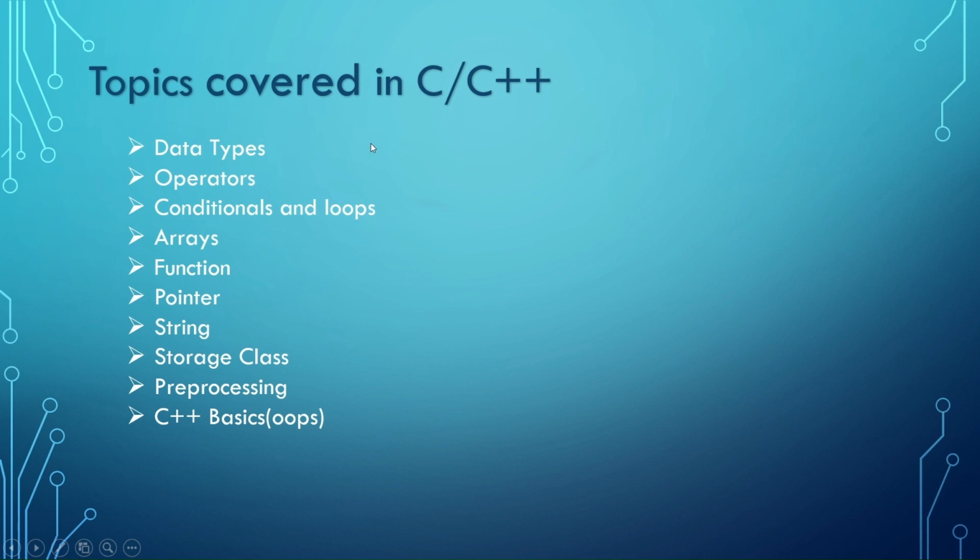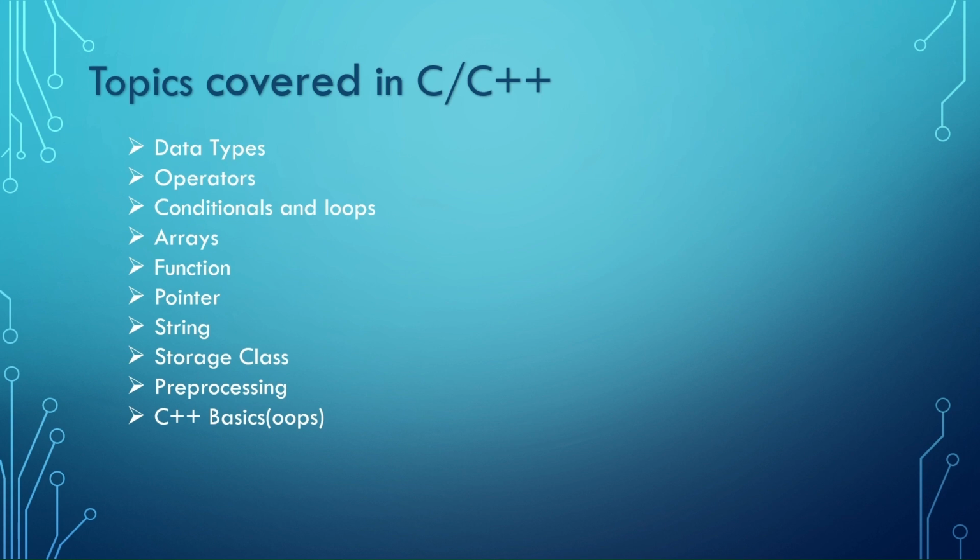Topics covered in C++. During our internship, we learned various topics such as data types. Various data types are int, float, double, etc. We also learned various operators such as arithmetic operators, logical operators, etc. and conditionals, which include if else statement and also else if statements, and loops, which include for loop, do while loop, and while loop. Then we also learned arrays, which are used to store elements with similar data type.